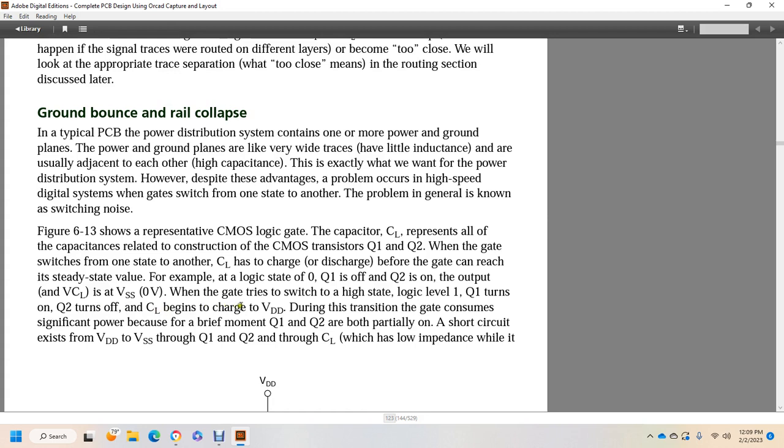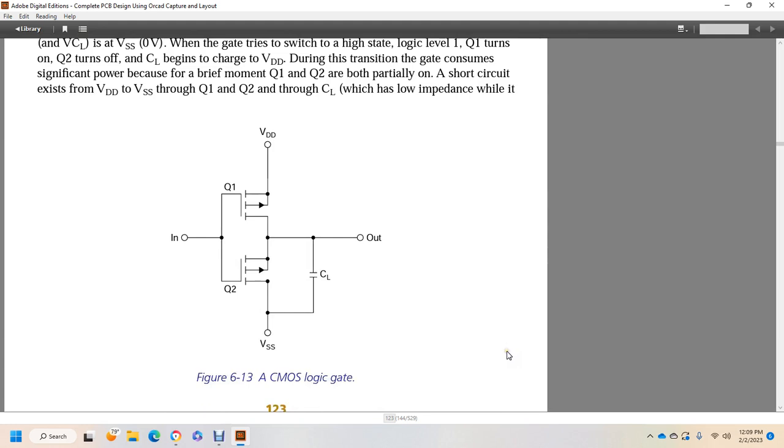The capacitor inductance becomes charged to voltage DD. During the transition of the gate, the circuit consumes significant power because of the brief period when transistor 1 and transistor 2 are both partially on. A short circuit exists between voltage DD and voltage SS through transistors 1 and 2, and through the capacitor and inductor with low impedance. Wow. So here is a CMOS logic gate.